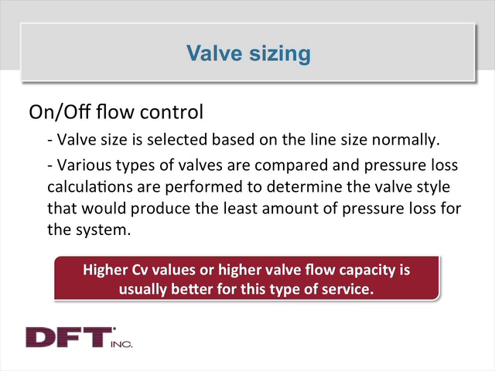Various types of valves are compared and pressure loss calculations are performed to determine the valve style that's going to produce the minimal amount of pressure loss in the system. And generally, higher CV values or higher valve flow coefficients are usually better for this type of service. Other considerations must also be made for speed of operation in emergency situations, maybe a fast opening or fast closing for emergency venting or emergency shutdown of a system.